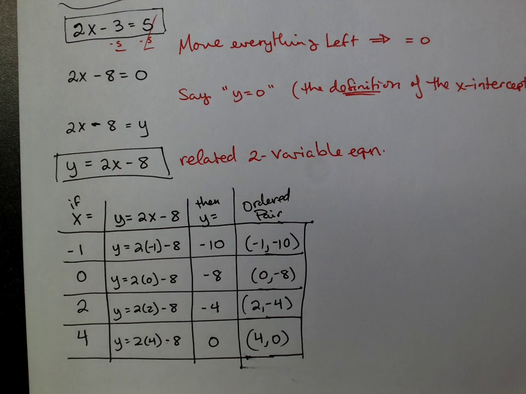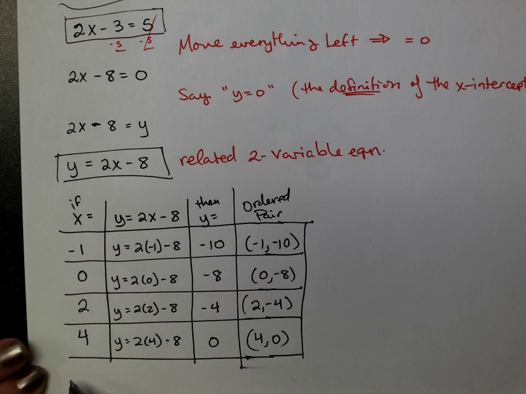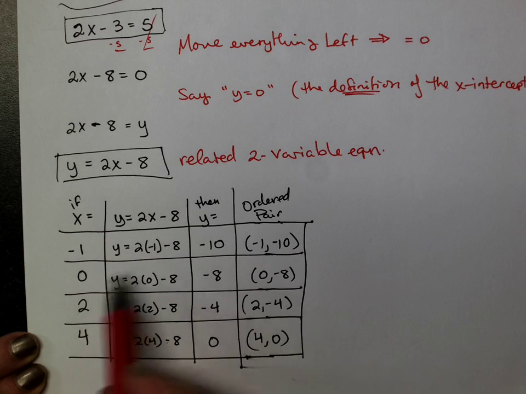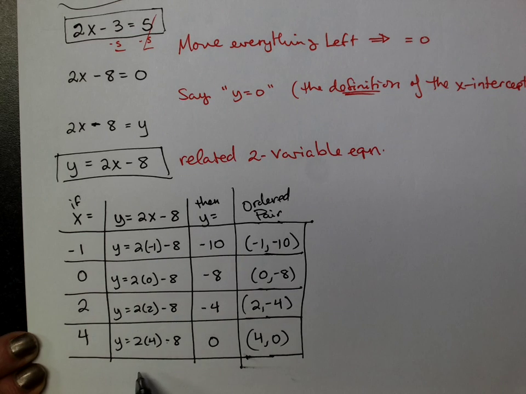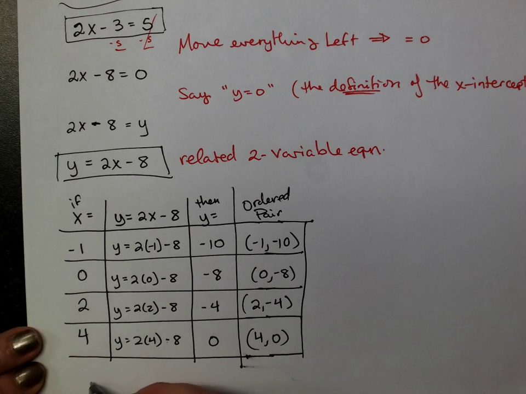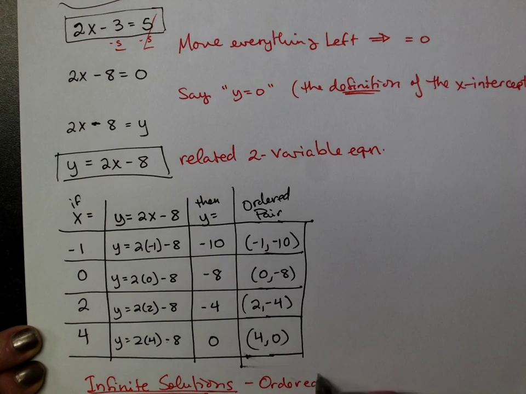Now again, I chose these 4 points, but how many different x's could I choose? It's unlimited. It's unrestricted. You can choose any x you want. And so you choose an x, plug it in, spit out a y. And keep doing that again and again as often as you want. You can even plug in y's and figure out what x is. And you will end up with infinite solutions. And those solutions are ordered pairs.